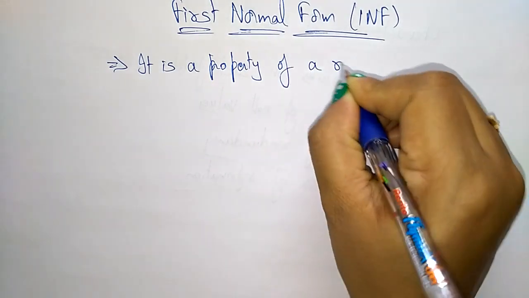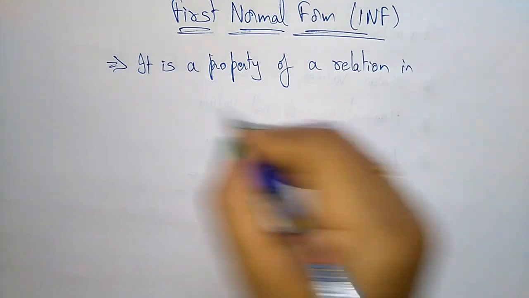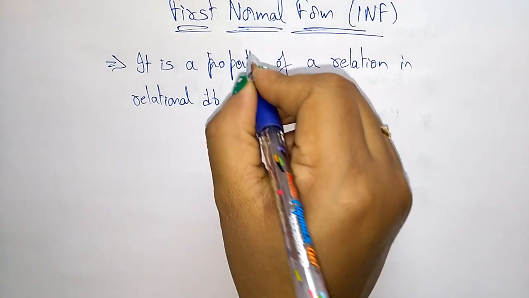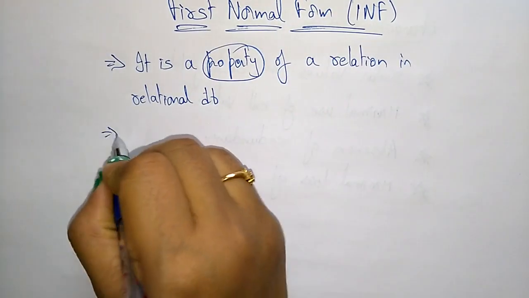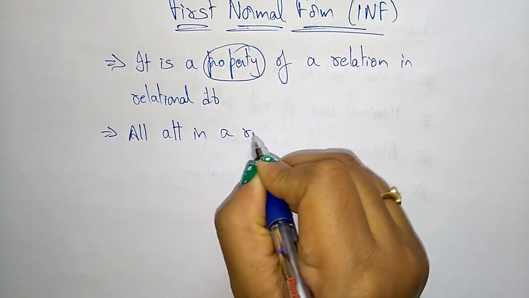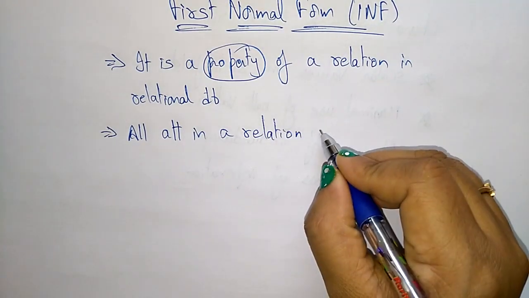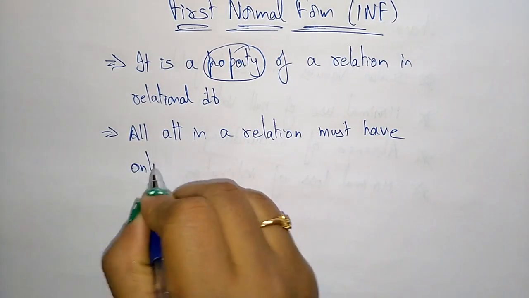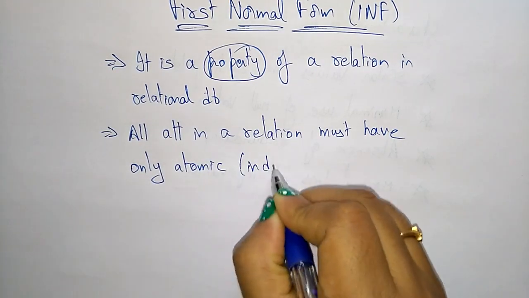Now, the first normal form is a property of a relation. What is a relation? It is nothing but a table. It is a property of a relation in a relational database. So here all attributes in a relation, means all attributes in a table, the fields, must have only atomic domains. Atomic means indivisible domains.